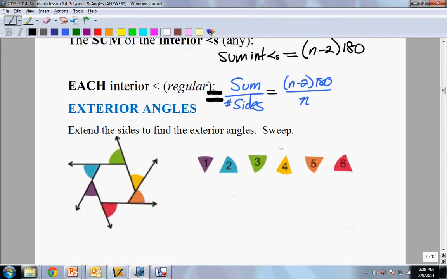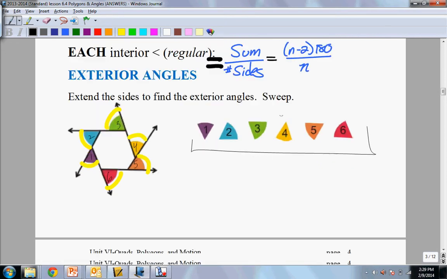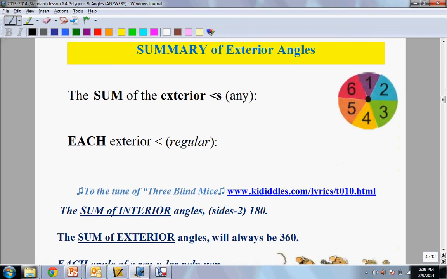Let's take a look at exterior angles. Exterior angles, again, are all these angles on the outside. Let's sweep them off. If you look very carefully, if you were to take all those exterior angles, they would look like little slices of pizza. Here's angle 1, and then 2, 3, 4, 5, 6. Notice we have 6 slices. If you were to take those 6 slices and put them together, you're going to end up with a circle.